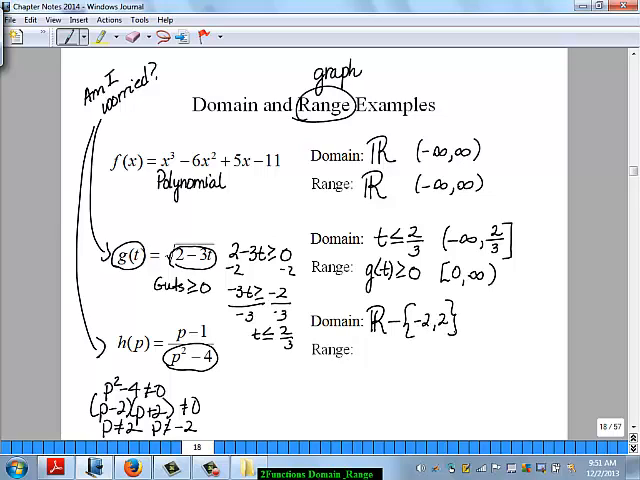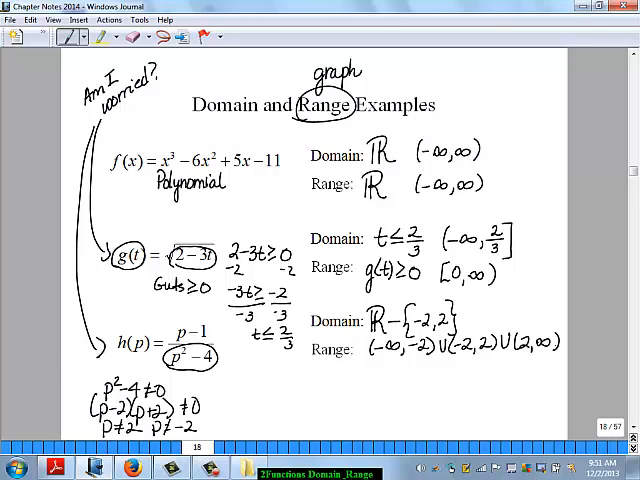Now the other way to write this domain is to write it this way for interval. So I'm going from negative infinity all the way up to negative 2, in union with the numbers in between, but I just can't have negative 2 to 2, in union with 2 to infinity. And we'll practice this more in class, but that's how I'd write it with interval notation.